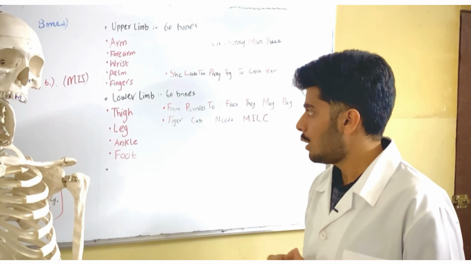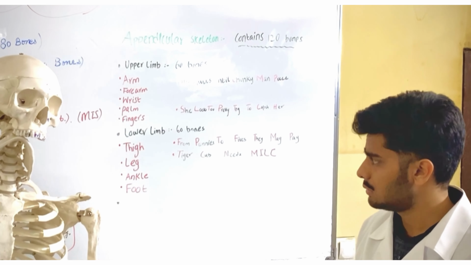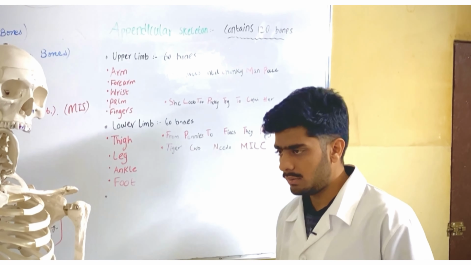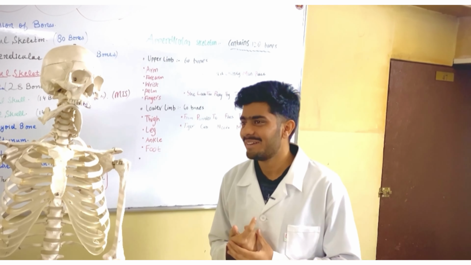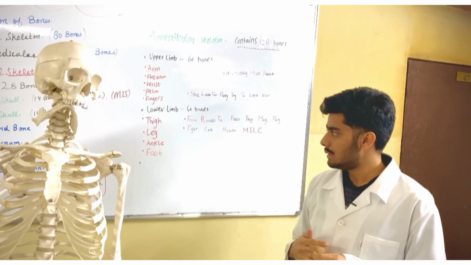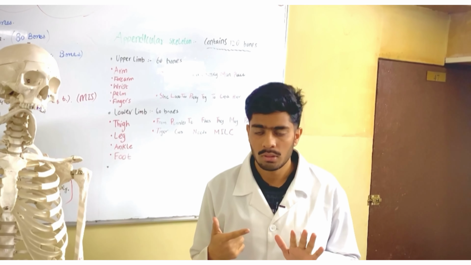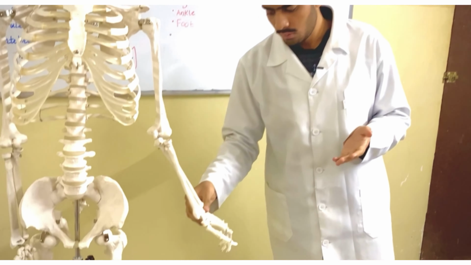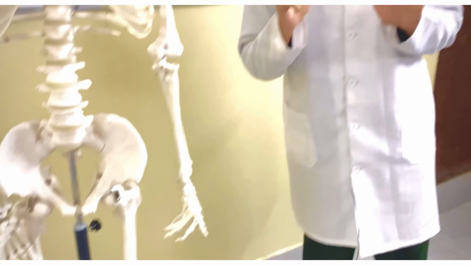So now we will move towards our lower limb, which also contains 60 bones, but there is an exception. As we know, exceptions are always there. The exception is that in our tarsals we only have 7 bones. In the upper limb the wrist has 8 bones, but in the tarsals we have 7 bones.